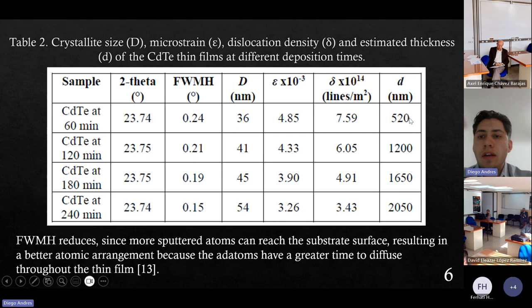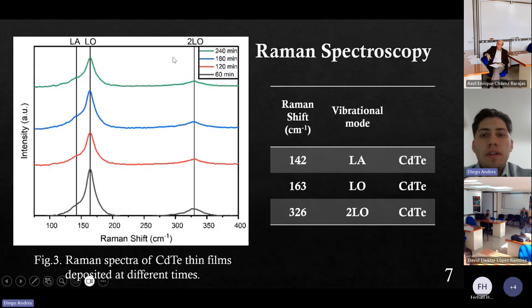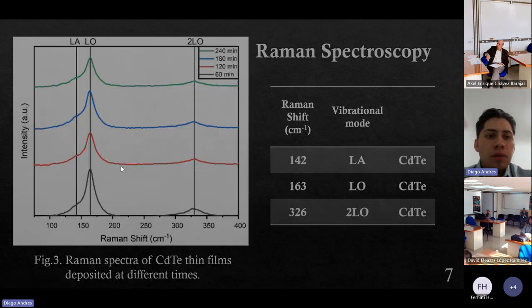Now the thinnest film that we got was 520 nanometers. Of course, this thin film was semi-transparent, whereas the 240 minutes film of 2 microns was mostly opaque. So that's why we continued to research on the 520 nanometer structure. Now, using Raman spectroscopy, we found three vibrational modes, one longitudinal optical mode and two longitudinal acoustic modes for cadmium telluride. As we can see, the highest crystalline structure was for the 60 minutes deposition time. And that's where we moved on.